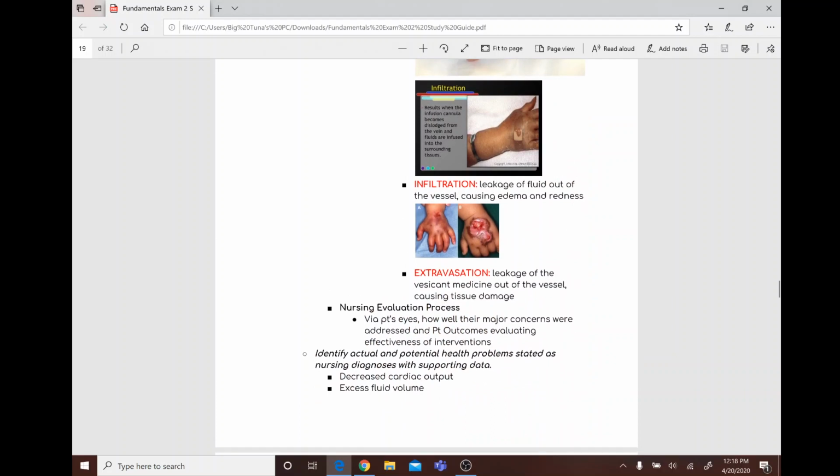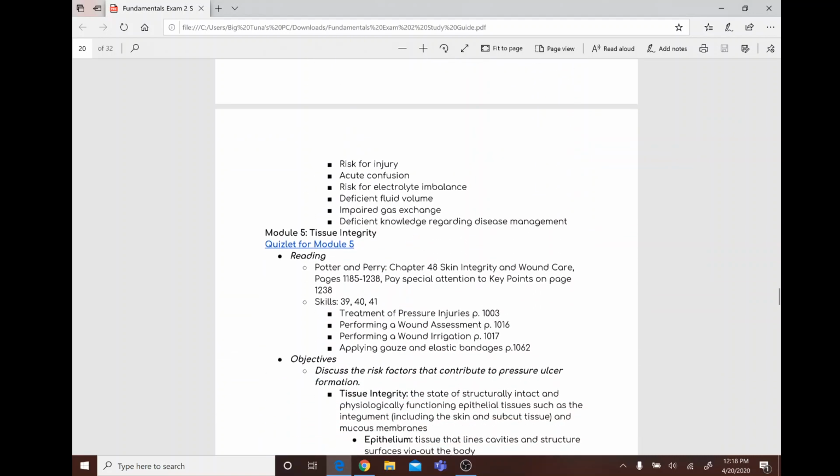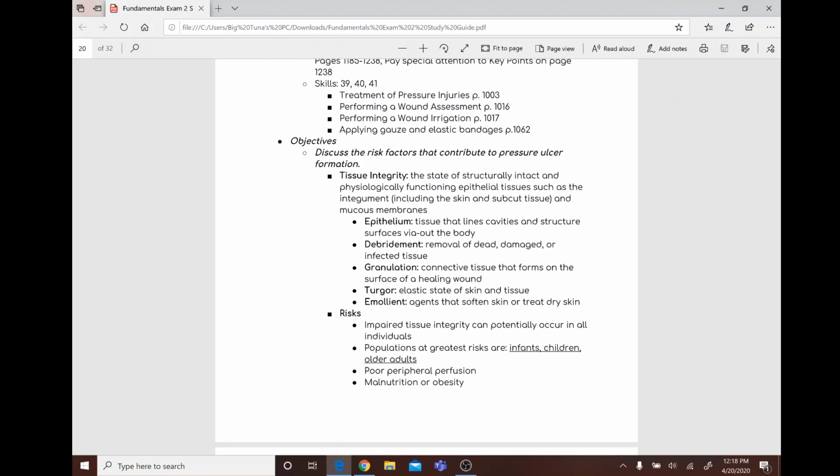What is infiltration? Leakage of fluid out of the vessel causing edema and redness. What is extravasation? Leakage of the vesicant medicine out of the vessel causing tissue damage. Alright, what is tissue integrity?